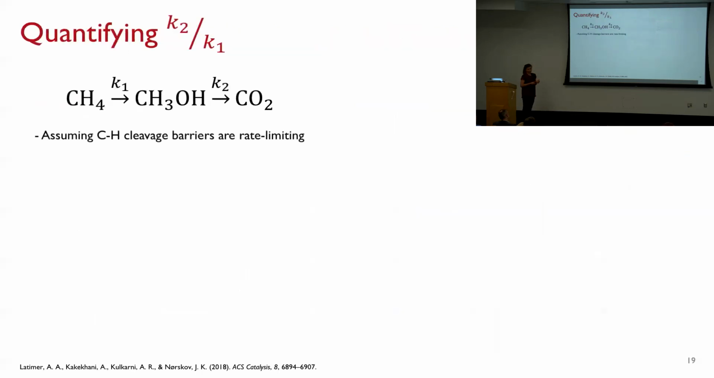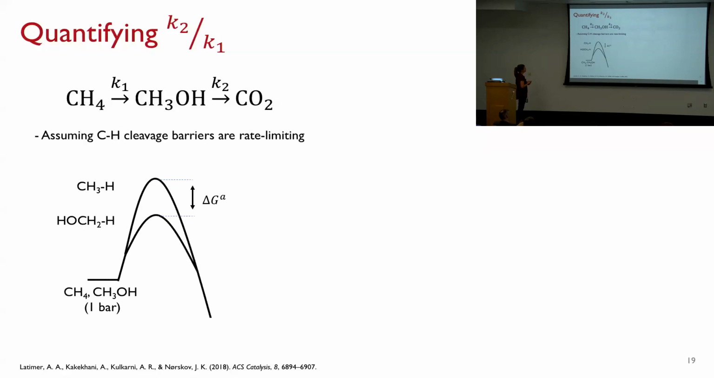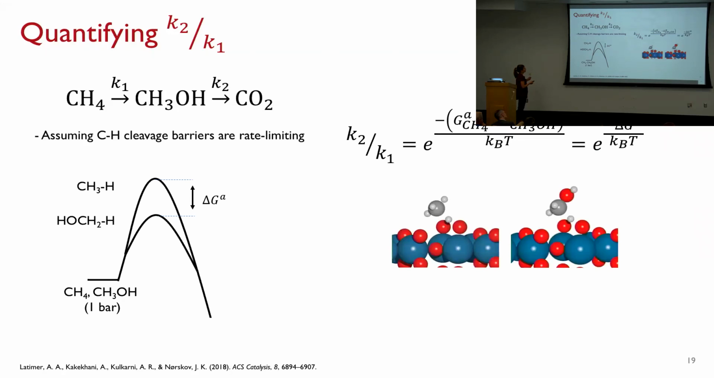So let's quantify this K2 over K1 term, since that's really the only unknown in our equation. Assuming that CH cleavage barriers are rate determining, which is often the case in these sorts of chemistries, we can define this delta GA as just the difference between the methane activation barrier, or the methane CH bond cleavage barrier, and the methanol CH bond cleavage barrier. And so now we can write K2 over K1 as just the exponential of the difference in energy between these two barriers, which we call delta GA.